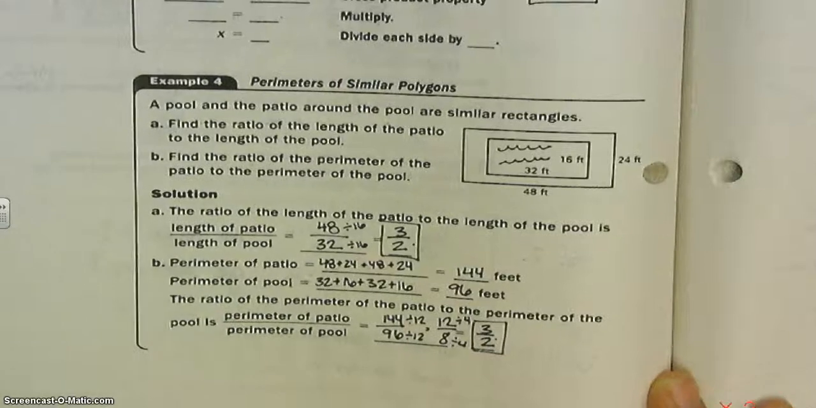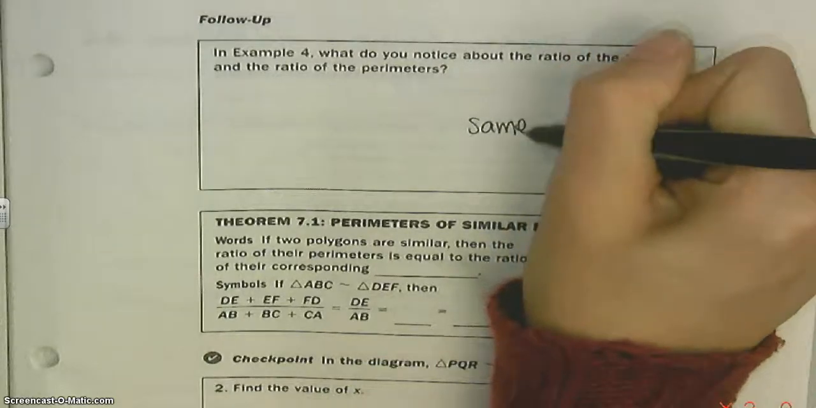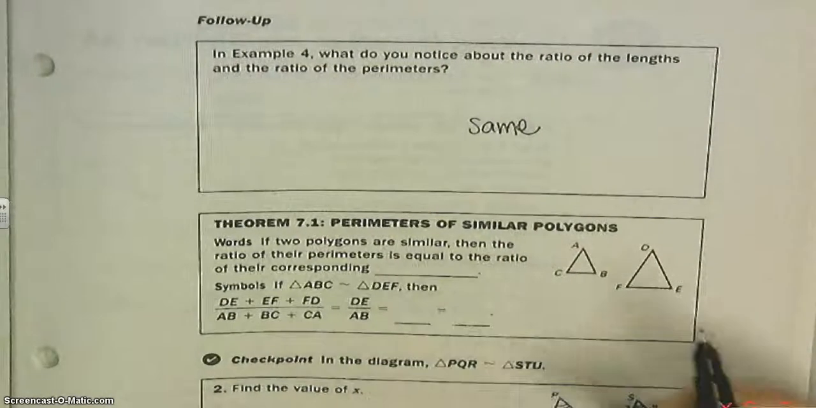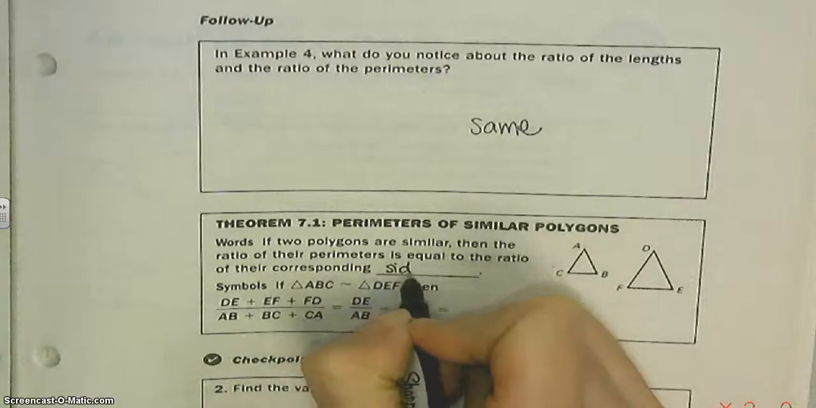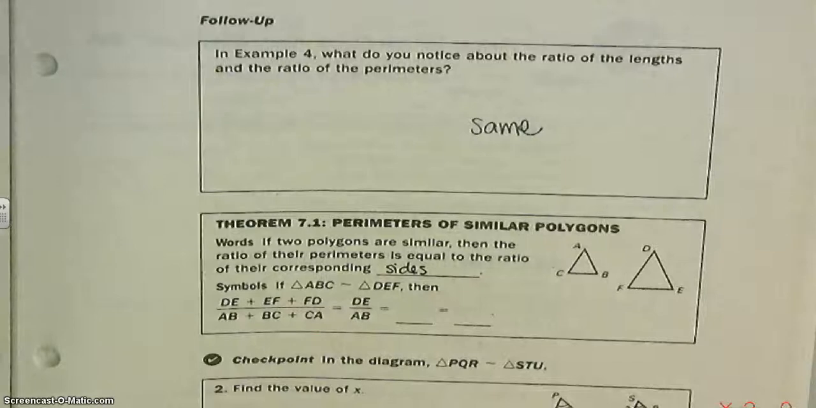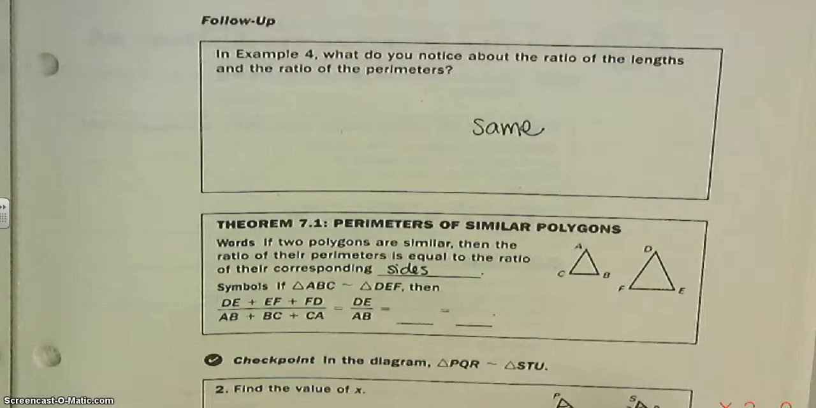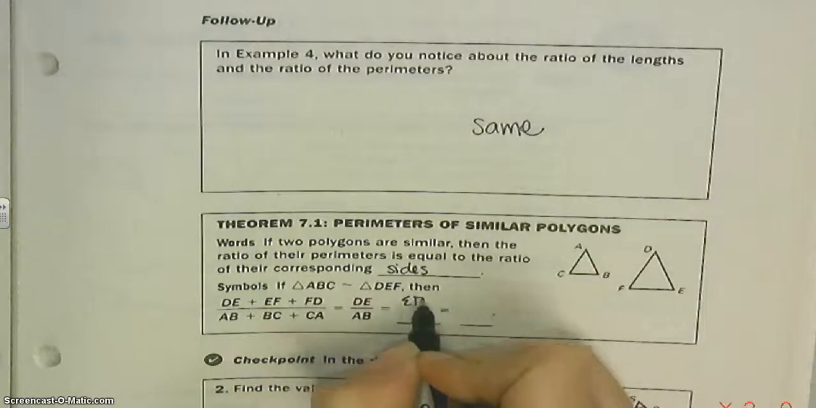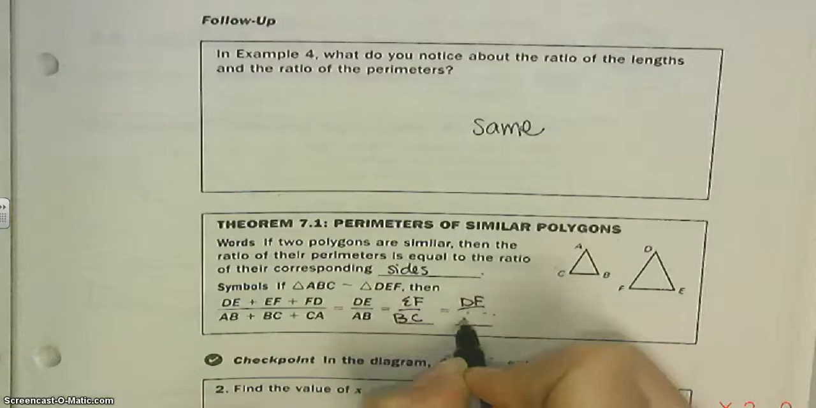So if you look at the next question, it says, what do you notice about both the ratios? They're the same. And that's what this theorem says right here. The polygons are similar. The ratio of the perimeters is equal to the ratio of the side lengths. So you can add them all up, or you can keep them separate. DE over AB, EF over BC, or DF over AC.